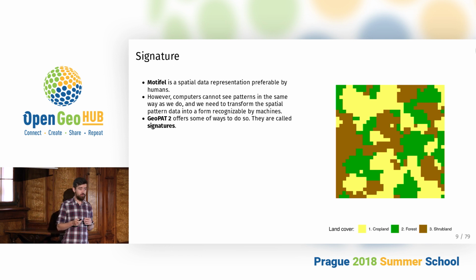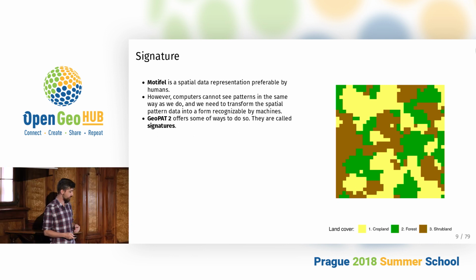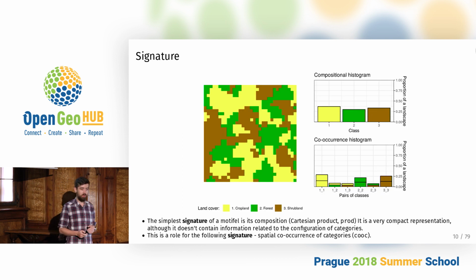So we, as humans, we can see that. We can see and we can describe that by saying that's the arrangement of this land cover. But it's not that easy for computers. So we thought about that and we decided how we can represent that image in a way that could be understandable to both computers and humans. And we came up with a few representations of our multifels. So we call those representations signatures. And there are many possible signatures.